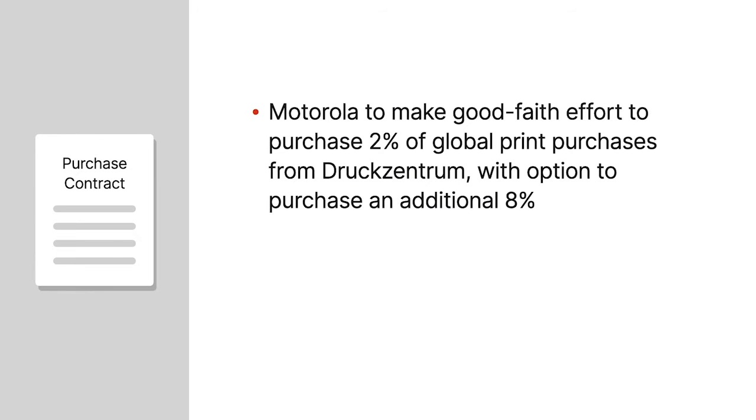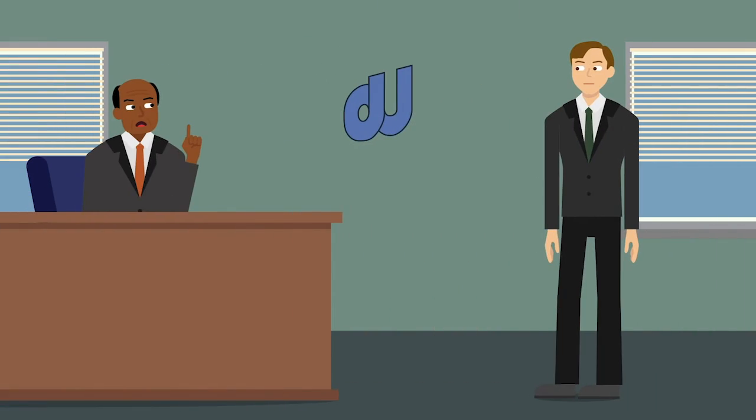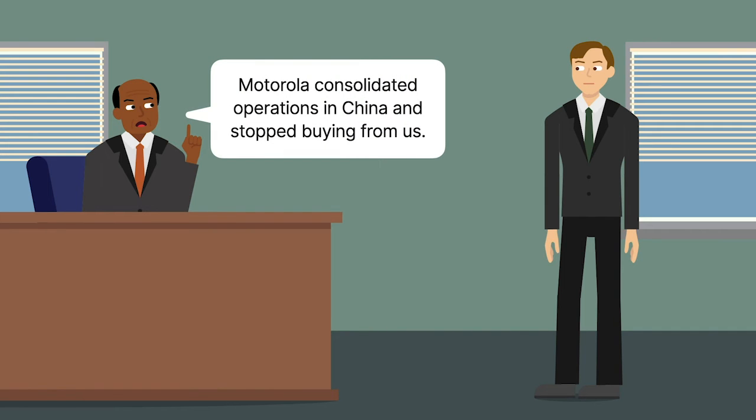The 2-year contract required Motorola to make a good faith effort to purchase 2% of global print purchases from Druckzentrum and granted an option to purchase an additional 8%. There was no reference to the EMEA. The contract also contained an integration clause stating that the contract represented the parties' entire agreement and superseded any prior discussions, agreements, or representations. During the contract period, Motorola's sales decreased significantly, prompting it to consolidate operations in China.